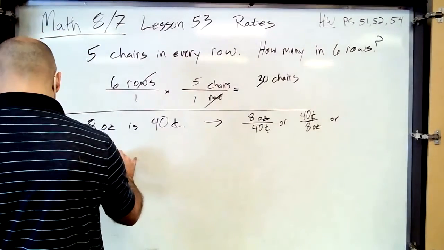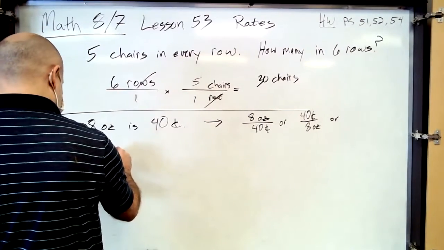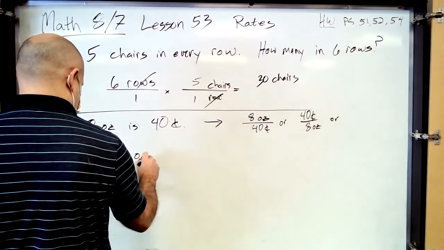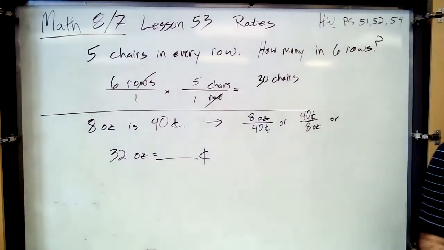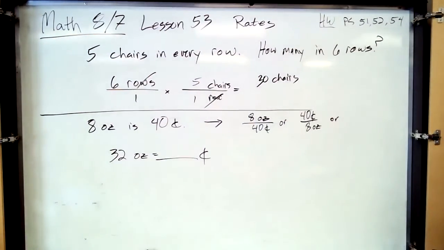Let's say 32 ounces. How much does 32 ounces cost? Can you guys do that in your head? No. Do you know what it is? What is it? $1.60. $1.60? Let's see if you're right.